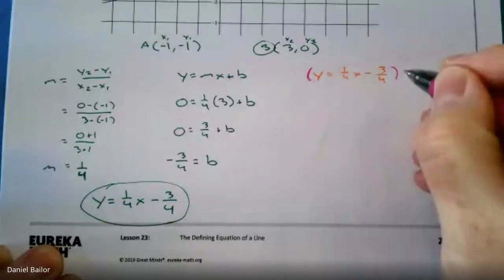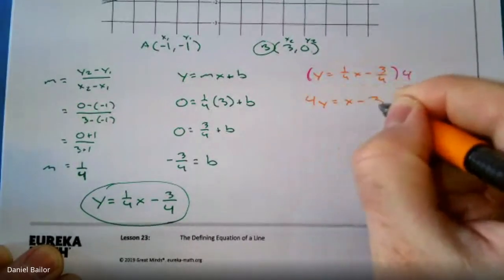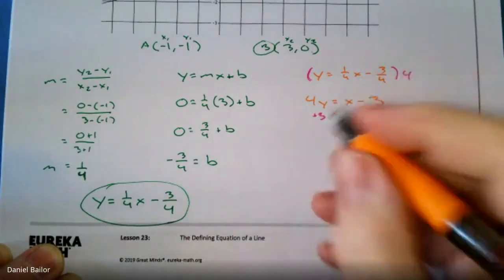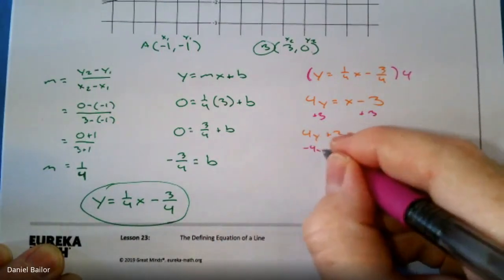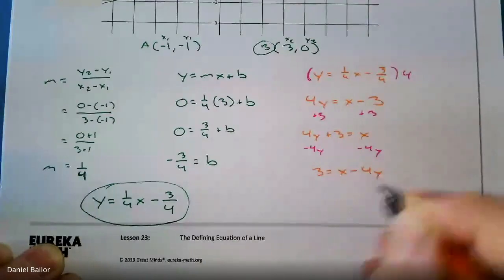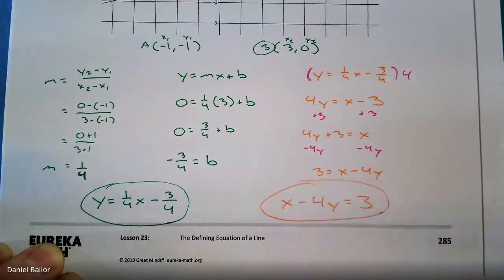So now I need to take y equals 1/4 x minus 3/4 and change it to standard form. So I'm going to start by multiplying everything by 4 so that I have integers only. 4y equals x minus 3. I need to add 3 to both sides. So I get 4y plus 3 equals x. Then I need to do minus 4y to both sides. So I get 3 equals x minus 4y. And in standard form, that's x minus 4y equals 3.